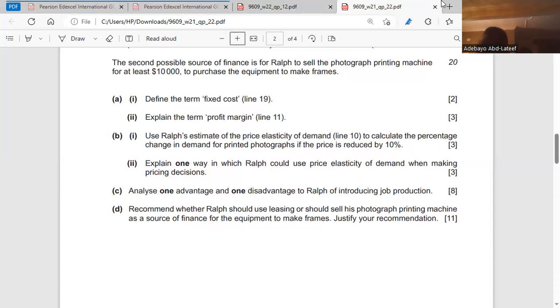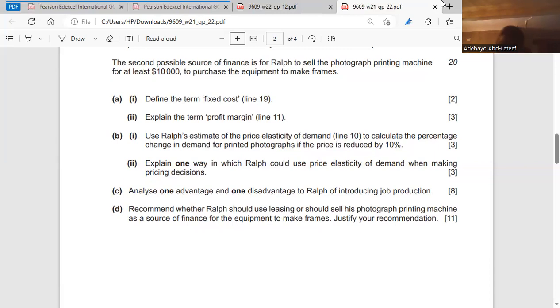Then the third point I make is to know if there's need to use promotional methods such as discounts to increase revenue. So using price elasticity of demand, Ralph will be able to know if he needs to give discounts on the product to be able to generate revenue.